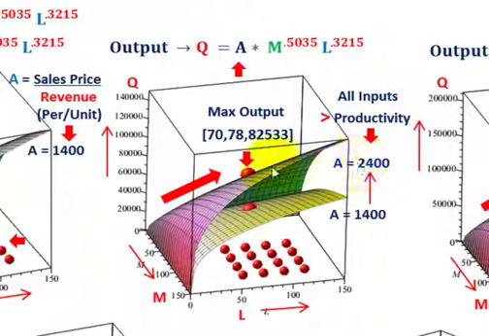Based on increasing our revenue, which makes sense. But what you're going to find is that these points we're looking at, the maximum points where we're maximizing our output, are going to be at the same point. And we noticed based on our first plot that we're sitting at 70 units of material and 78 units of labor. Okay, so that's our case going from $1,400 to $2,400.